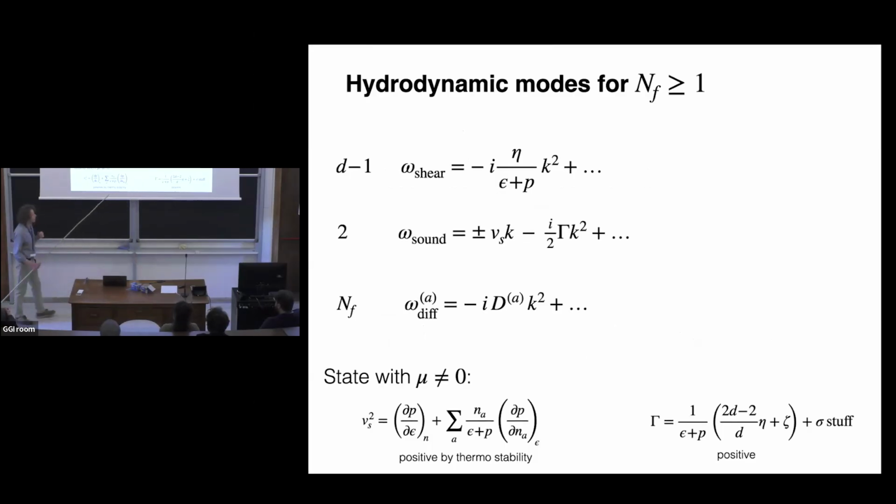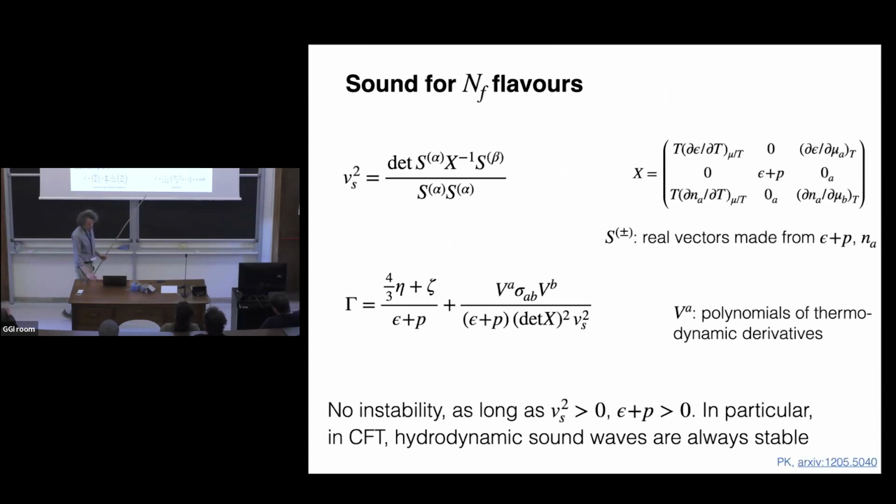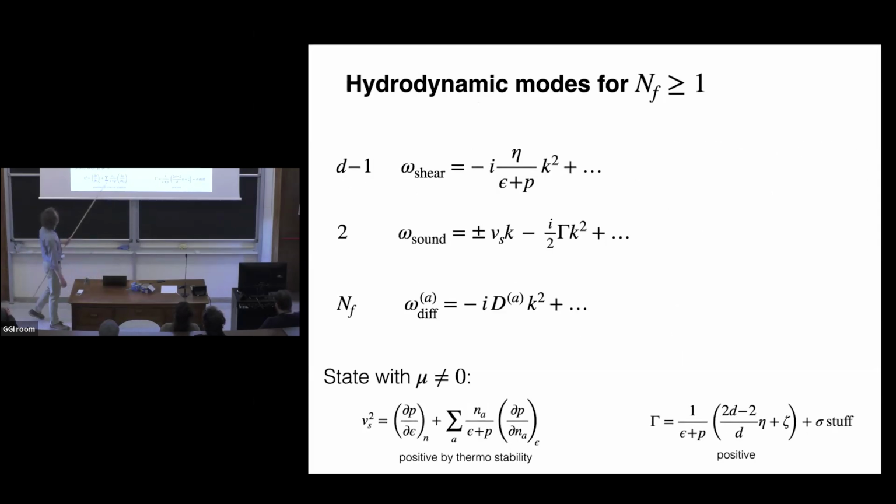So what happens if you have more than one species of charge? Well, then the hydrodynamic modes look exactly the same. It's exactly the same hydrodynamic modes that you know from elementary hydro. So let me go through these hydro modes in a bit more detail. So for sound waves, for n flavors, the speed of sound you can write down like this, but from this equation it's not immediately obvious how to relate this to thermodynamic stability conditions.